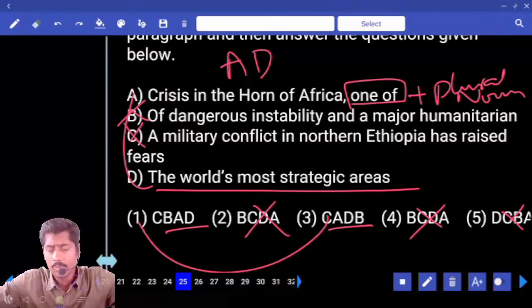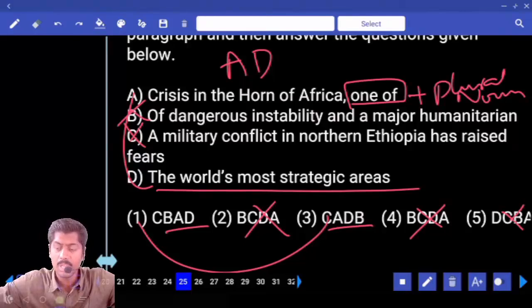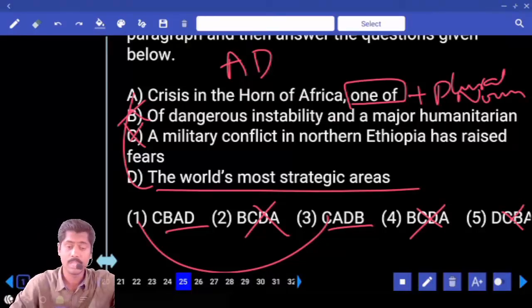A military conflict in northern Ethiopia has raised fears. Fears of dangerous instability or fierce crisis? Fears of dangerous instability and a major humanitarian crisis. Answer is 1, CBAD.